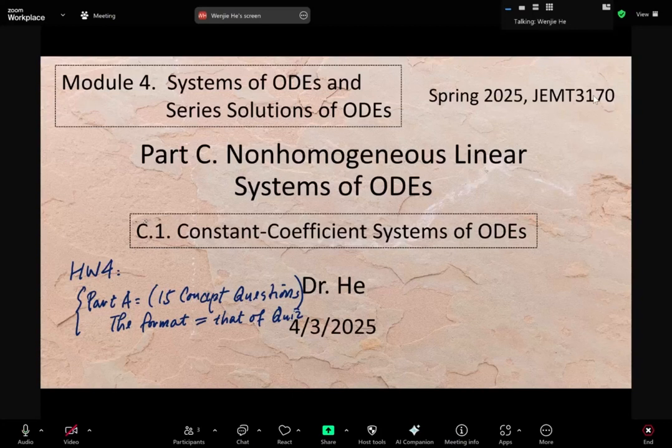So then part B is still 10 computation questions.